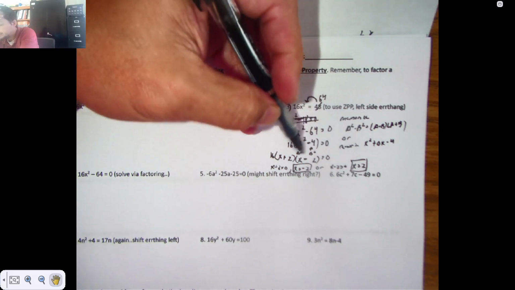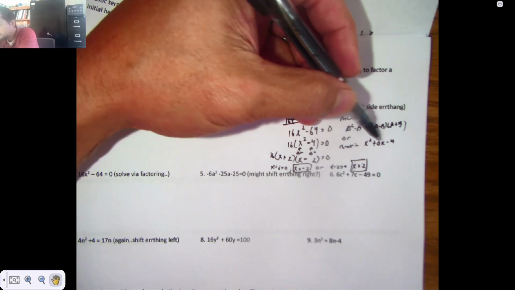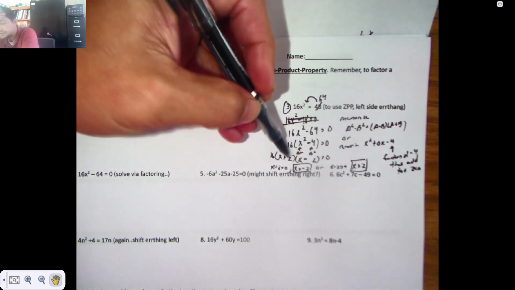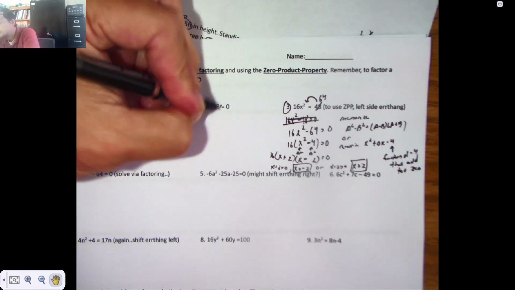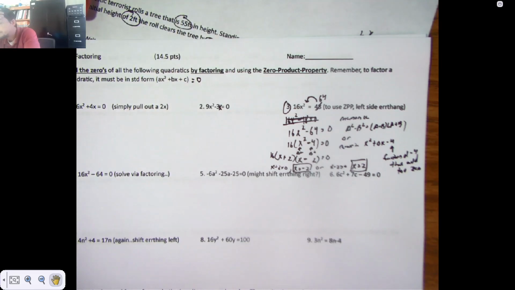Now, hopefully you can kind of see here that when I think of it like this, I'm thinking factors of negative 4 that add to 0. That's kind of what I'm thinking. Factors of negative 4 that add to 0. So plus and minus 2. That's how you do it. 2 needs to be changed to that. And I didn't do one of these.